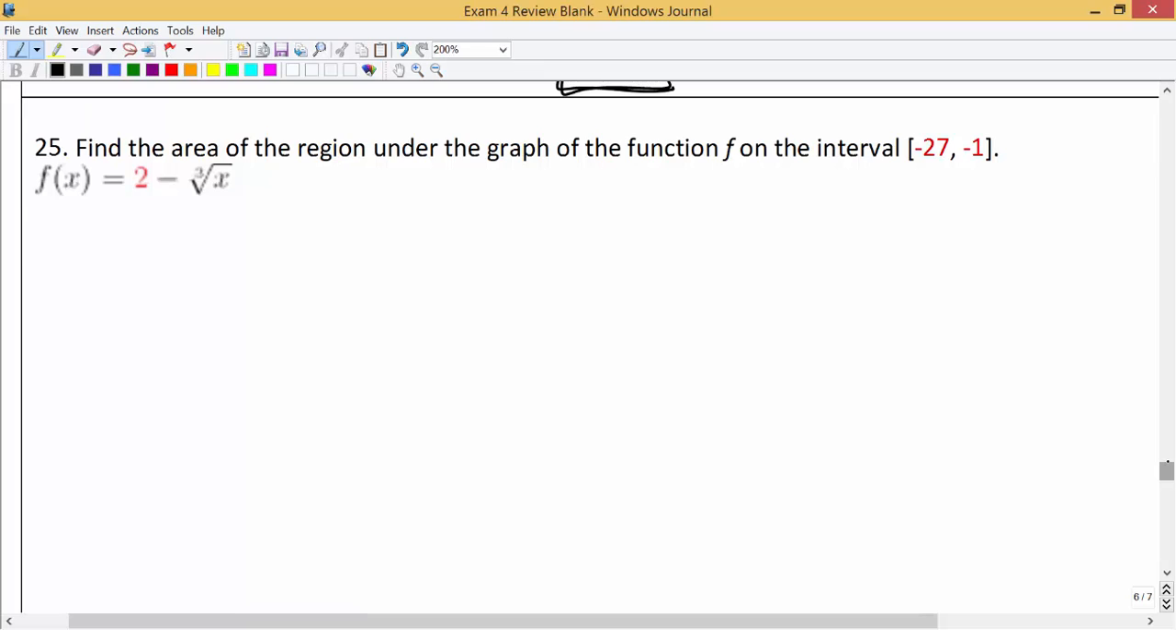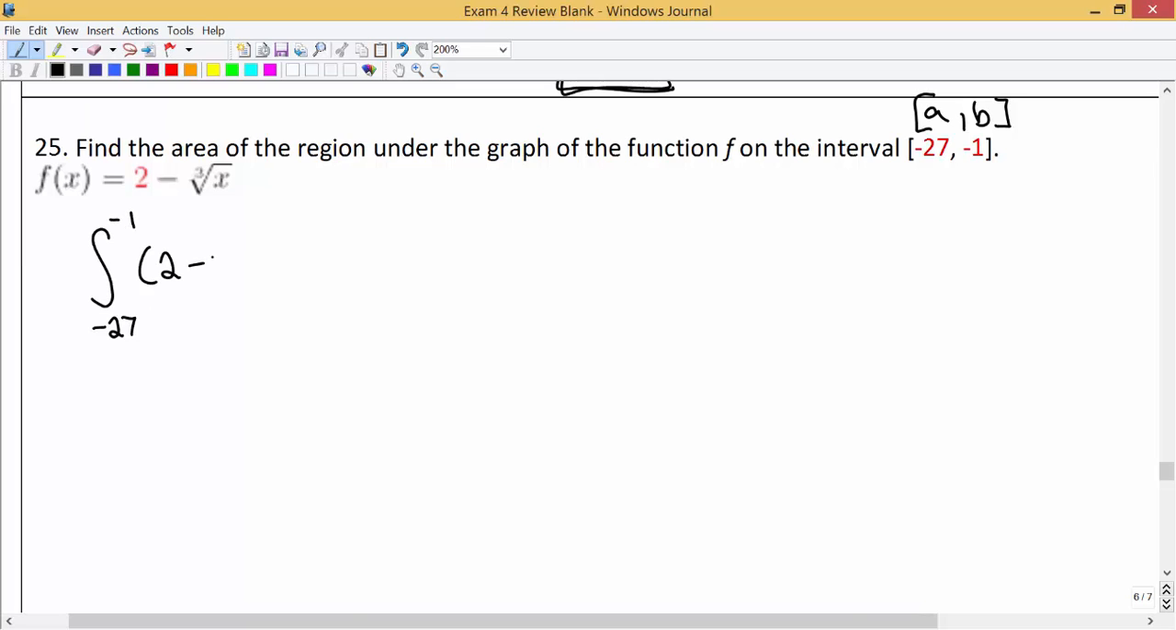For number 25, we're asked to find, once again, the area of the region under the graph, which means between the graph and the x-axis of the function, and we have our upper and lower limits of integration, so from -27 to -1. This is our a and our b. So we're going to integrate from -27, so we put the smaller number at the bottom, the larger number at the top.